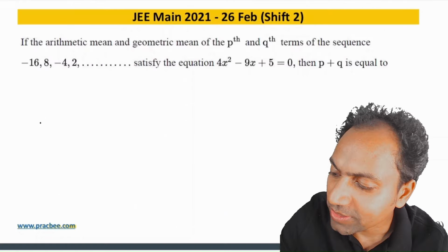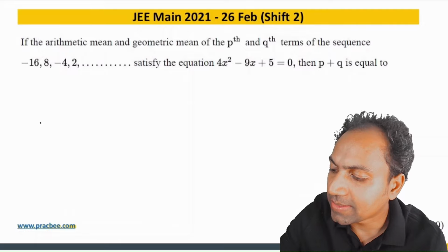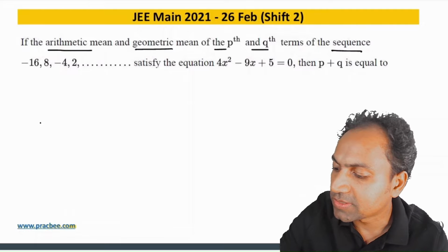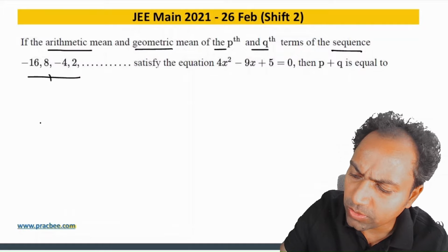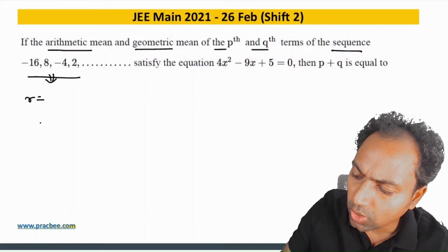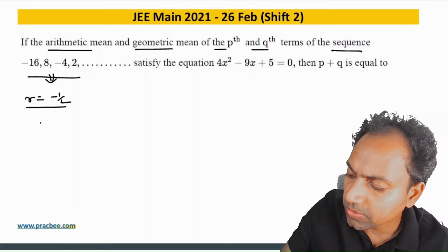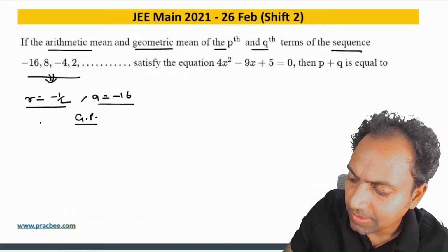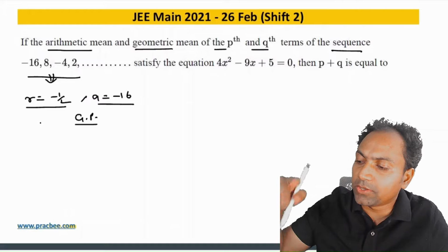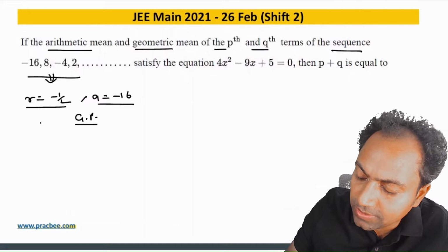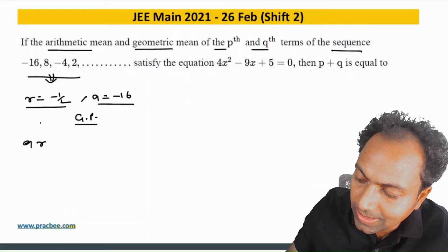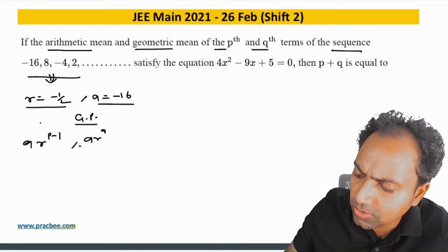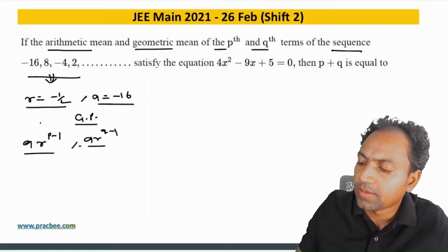This question talks about the arithmetic mean and geometric mean of the pth and qth term of a sequence. Now, if you look into this sequence, the common ratio is nothing but minus 1 by 2 and a is nothing but minus 16. So this is nothing but a GP. Now they are talking about the pth and qth term. So the pth term would be nothing but a r raised to the power p minus 1 and the qth term would be nothing but a r raised to the power q minus 1.